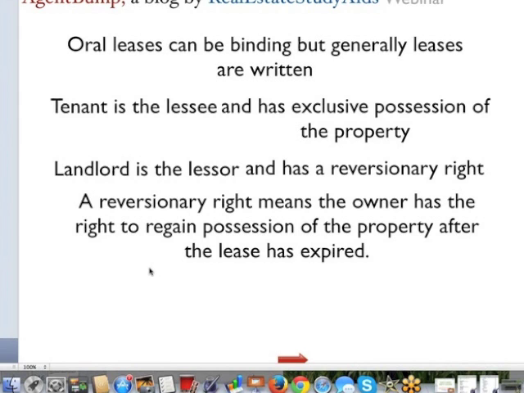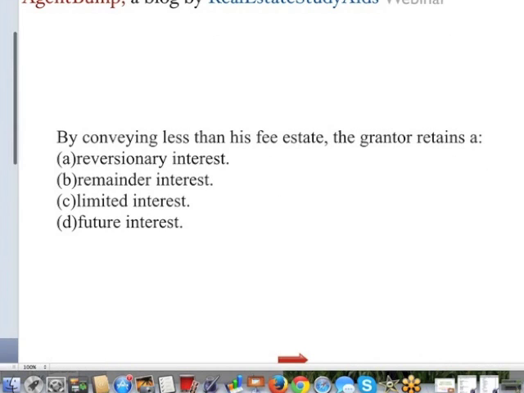What does reversionary right mean? It reverts back to him after the contract is over. Excellent. You'll hear this word, reversionary right, when you study life estates as well, and we'll get into that later. I don't want to go on too much of a tangent, but just note, you'll hear it when you talk about landlords and when you talk about life estates. Those are the two big places reversionary rights come in. That would be a reversionary interest.